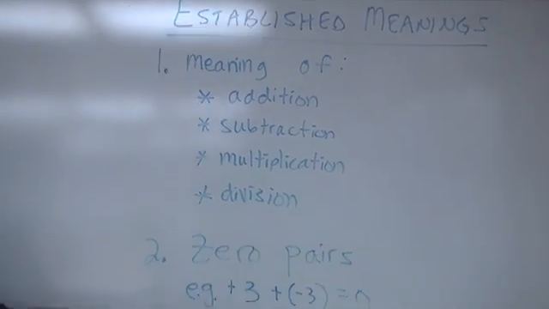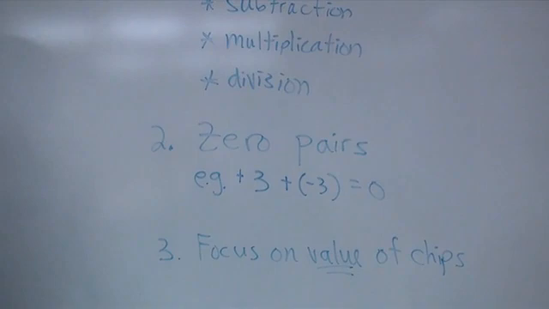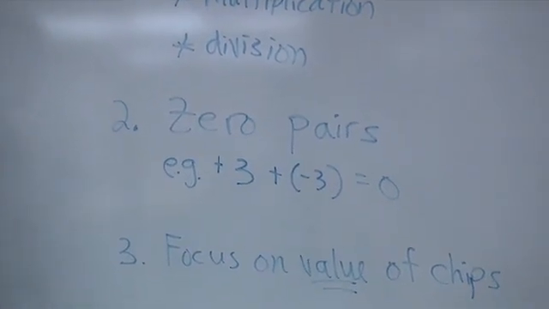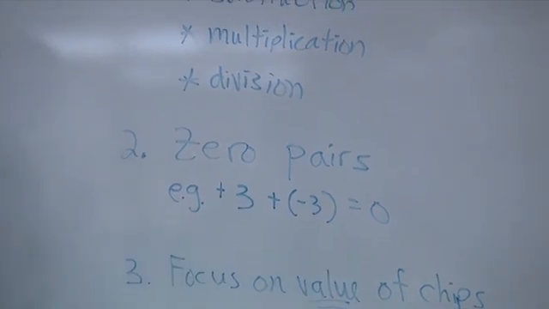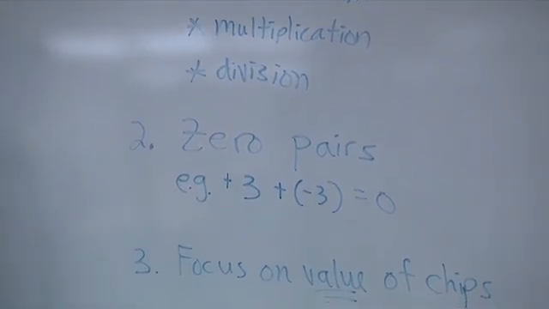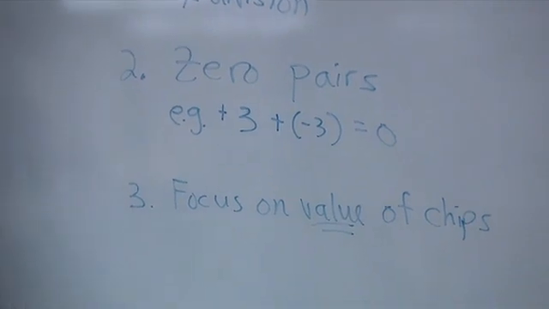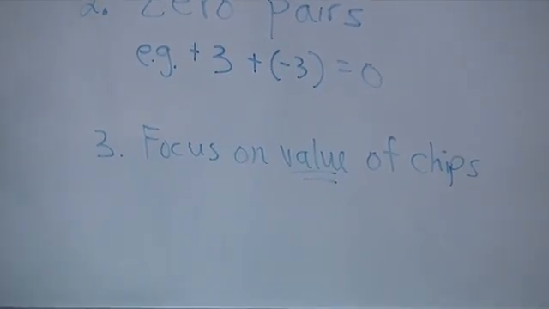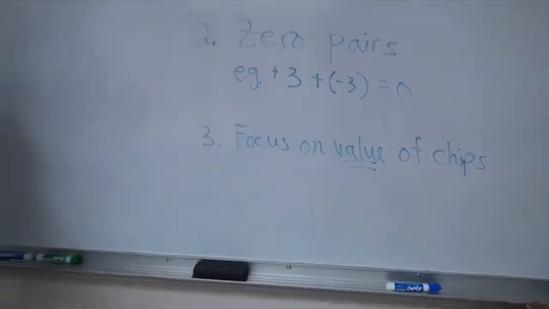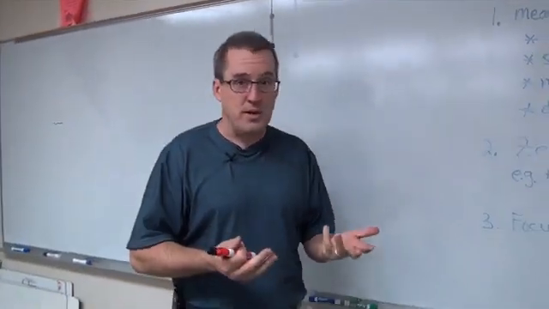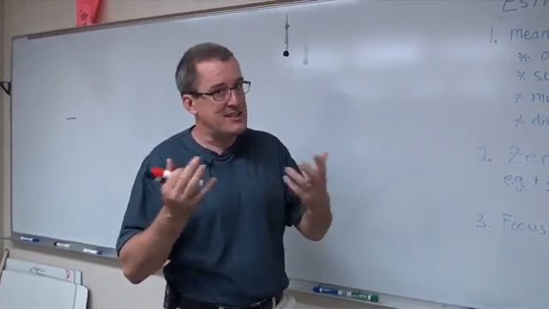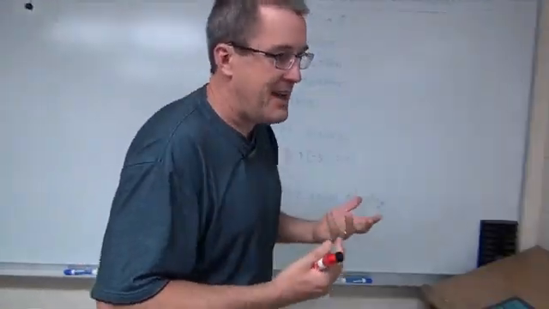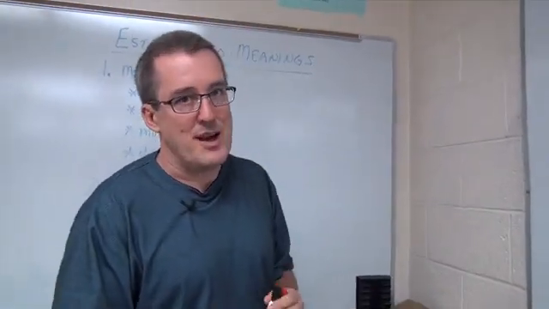I'm also assuming that they understand this sea of zeros idea, that if you have matching positive and negative pairs, they will combine to make 0, like positive 3 and negative 3 combine to make 0. And I also am assuming that students aren't just counting chips. They're not just saying, you have 47 chips on the board, but they're actually thinking about the value of those chips. Positives and negatives make 0, for example. So those are the established meanings that we would have to have before we move into the operations.